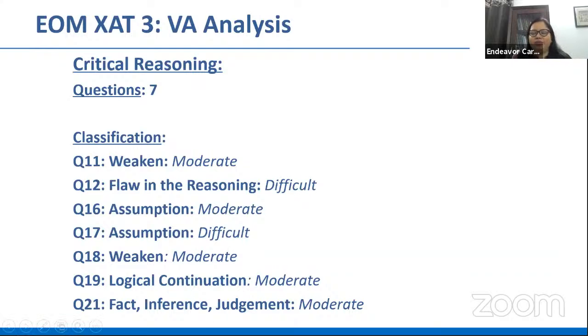You are able to identify one fact easily, and then you can also see that one is a judgment. And then you can do some smart solving and arrive at the option. So could be done. I would only say that here logical continuation, maybe some of you would have avoided. Flaw in the reasoning, some of you would have avoided. People who find assumption questions difficult would have avoided. Otherwise, you would have taken question 11, question 16, 17, 18, and definitely 21 too. Okay. So there is a lot of room for you to solve questions here.